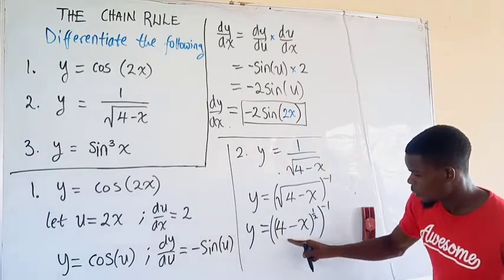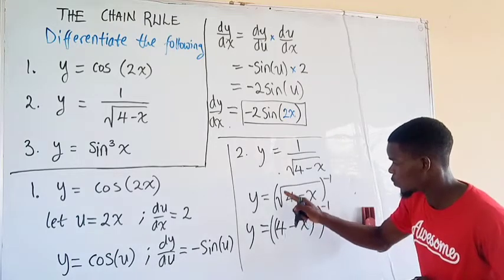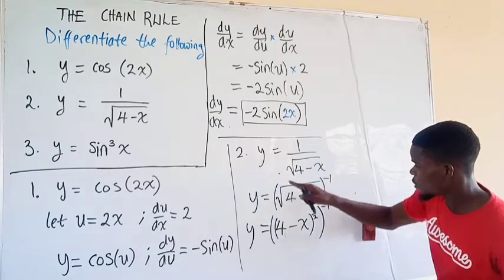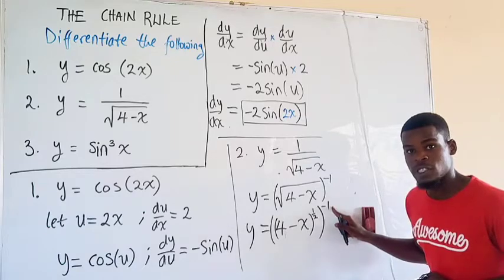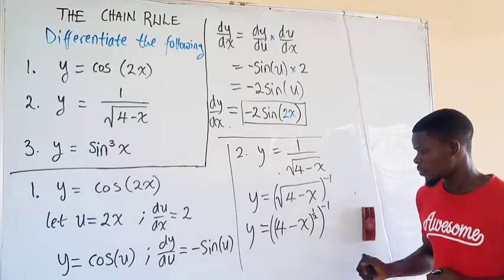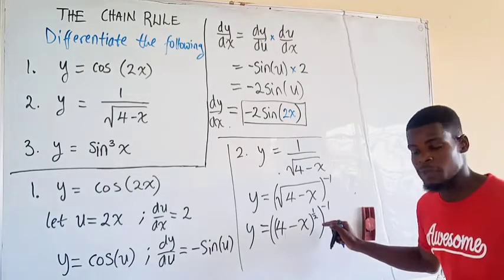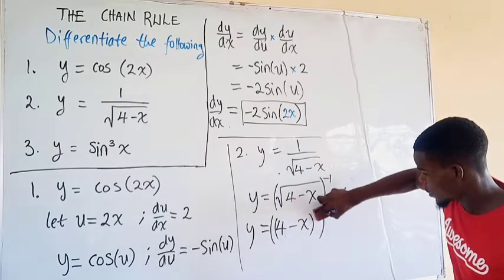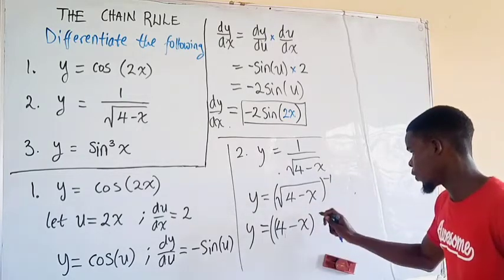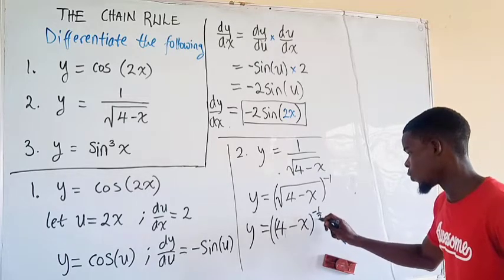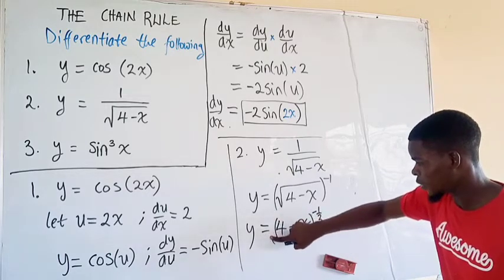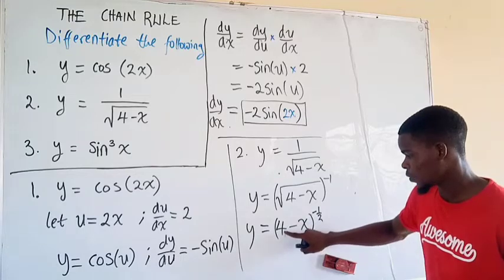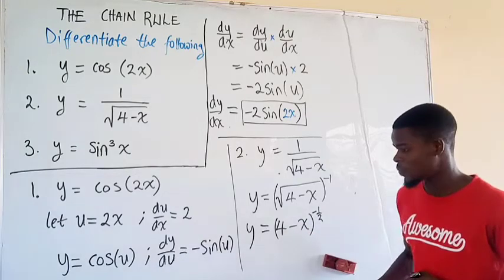So this is 4 minus x raised to power 1/2, that is the square root of 4 minus x, and then we raise it to power negative 1, which is just here. Good. So from here, maybe we can multiply the exponent just by exponent rules. When we multiply the exponents, that is negative 1 and negative 1/2, we're going to have negative 1/2. Great. From here, we can now differentiate this function with respect to x.